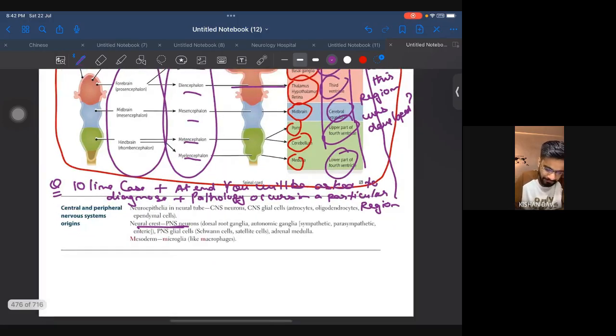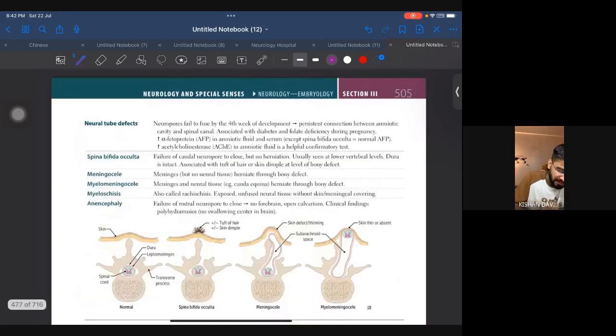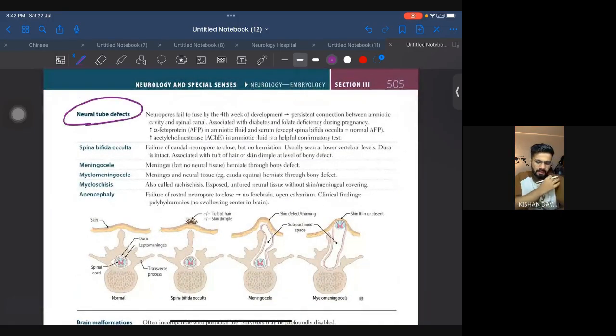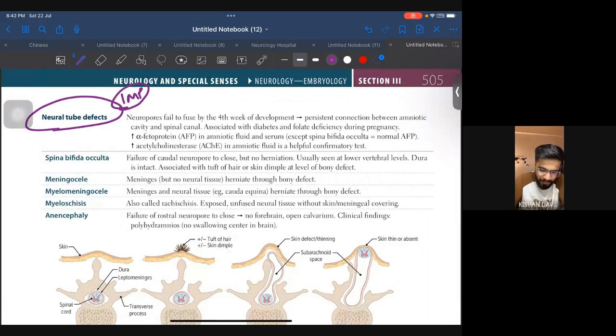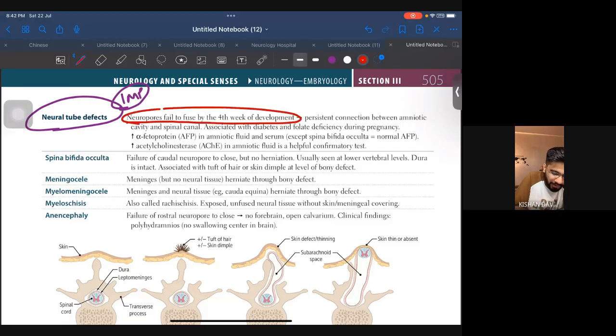All right, moving ahead. Neural tube defects. This is not very high yield, but you can mark it as important because one or two questions may be asked. So let's just see what is actually happening here. Neuropores fail to fuse by the fourth week of development. This line is very important because in NBME, one of the questions was there.